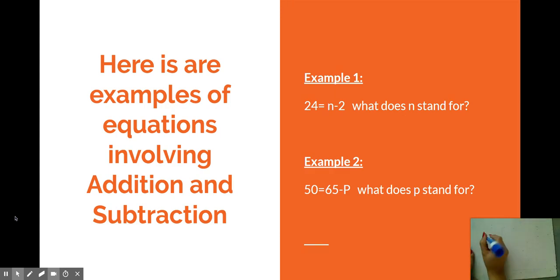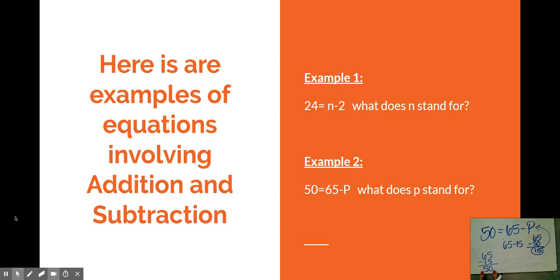Now, the next one is a little bit different. If I said 50 equals 65 minus p, well, you're trying to figure out what number can you take away from 65 that'll give you 50. So automatically, somebody might say, well, if I do 65 take away 50, I get 15. We'll try it. See if 15 will get you something. So if you say 15, plug it into p and do 65 take away 15. Let's change that to a vertical way. 65 take away 15.